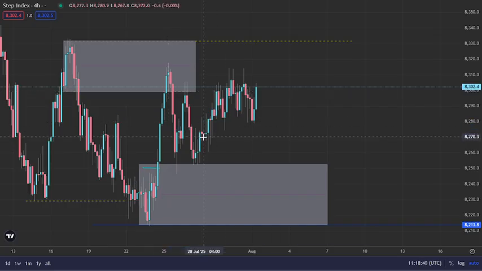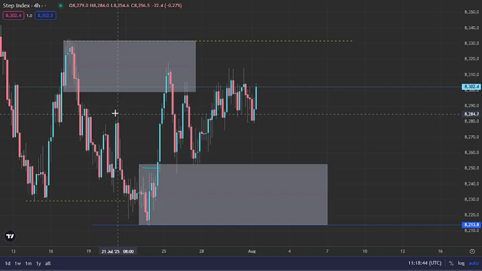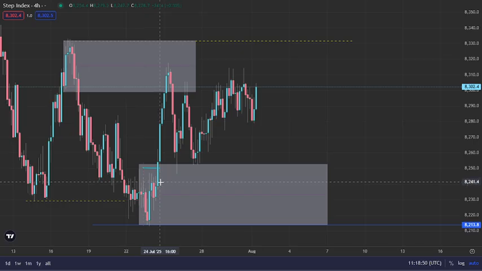Okay, nice. When we get a bearish market structure like this, we expect the internal pullback to be bullish. When we get a bullish market structure like this, we expect the pullback to be bearish.